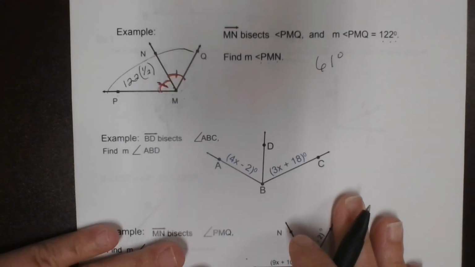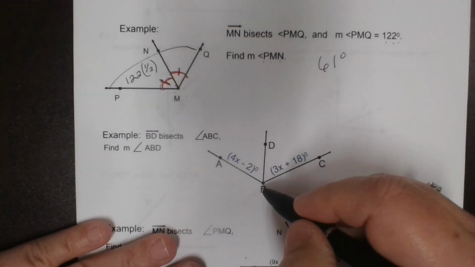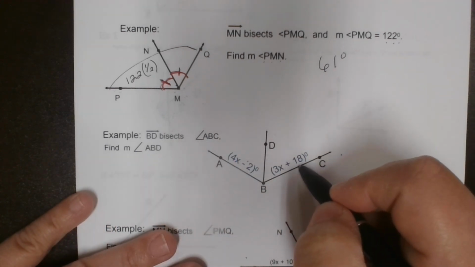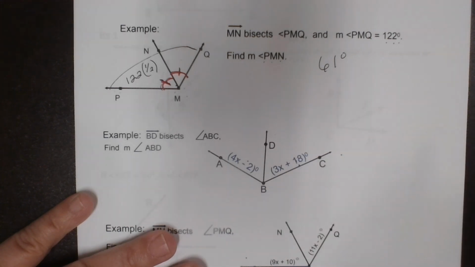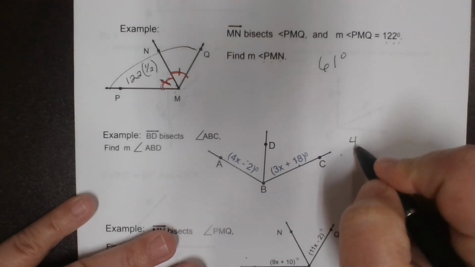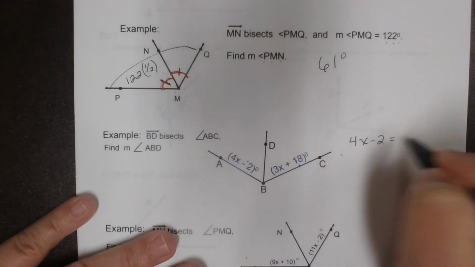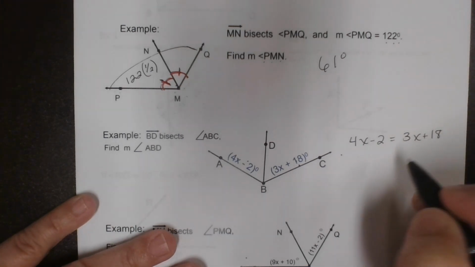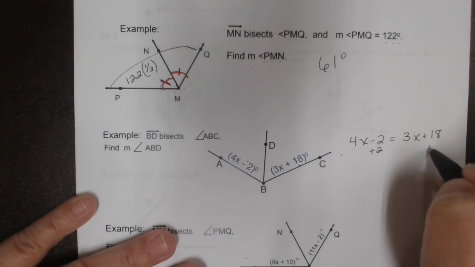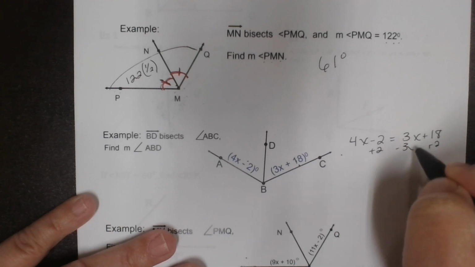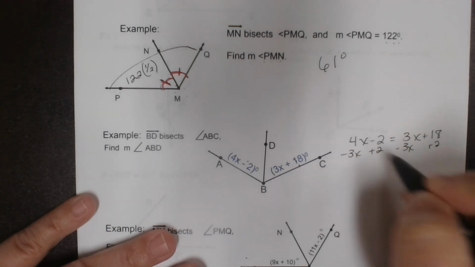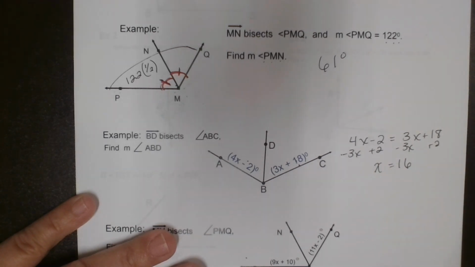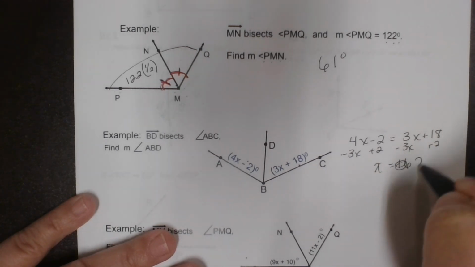Okay, here's another example. If BD bisects ABC, then these two are equal. So I can set up a problem here showing that they're equal. Solve for x. Add 2 to both sides. Subtract 3x from both sides. Wind up with x equals 16. Oh, I added 2, sorry. 20.